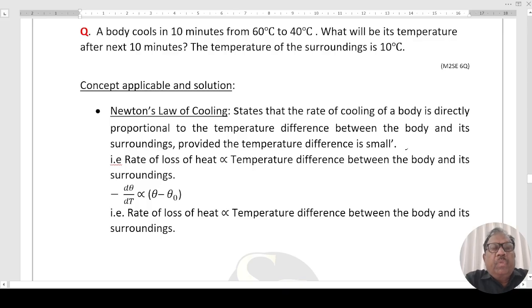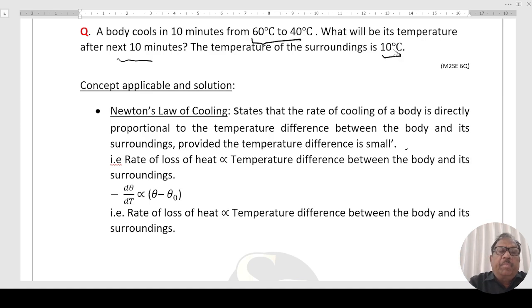Question is, a body cools in 10 minutes from 60 degrees centigrade to 40 degrees centigrade. What will be its temperature after the next 10 minutes? Temperature of the surrounding is 10 degrees centigrade. Concept applicable: Newton's law of cooling, which states that the rate of cooling of a body is directly proportional to the temperature difference between the body and its surrounding, provided the temperature difference is small.